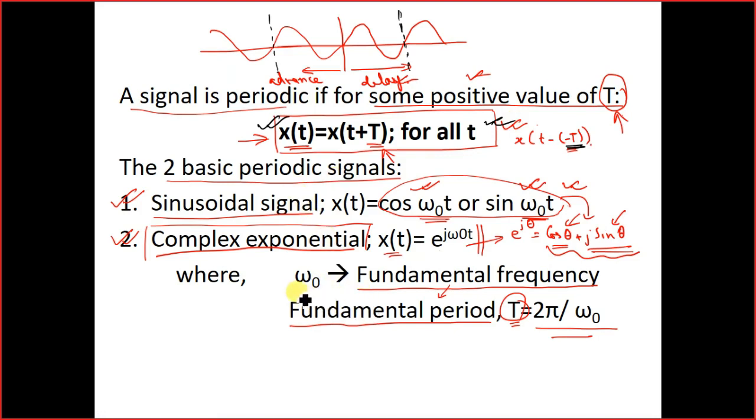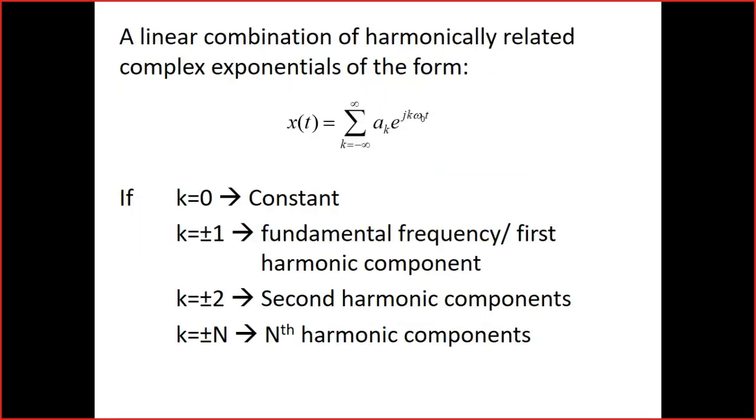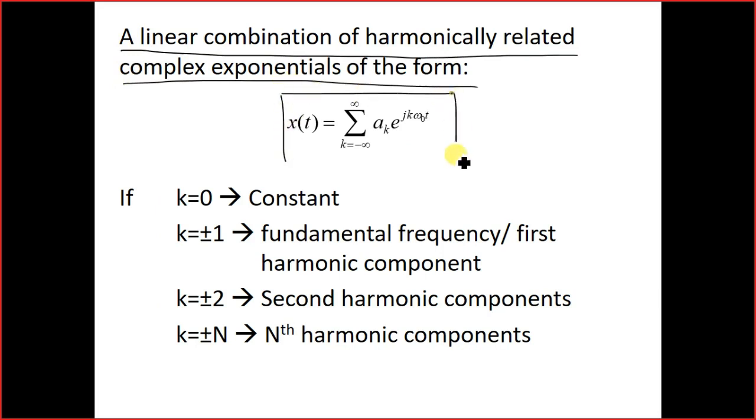And as we said, there are two important parameters. One is the fundamental frequency, that is the frequency which is related to the fundamental period, after which the signal repeats itself. Okay, so from here, if we come to the Fourier series discussion, in the Fourier series discussion we have a linear combination of harmonically related complex exponentials of the form x(t) equals summation of k equals minus infinity to infinity a_k e to the power j k omega naught t.